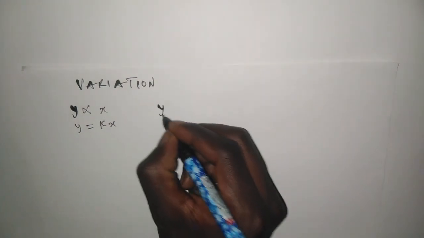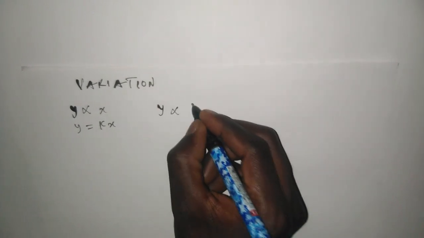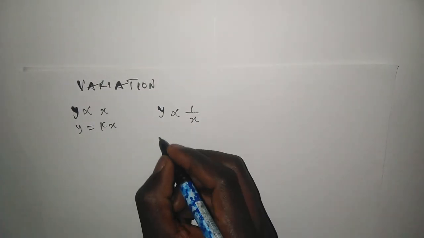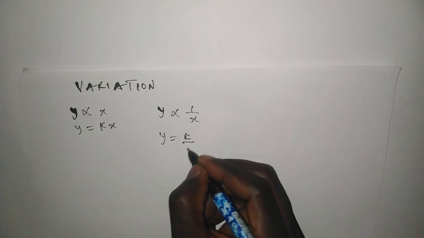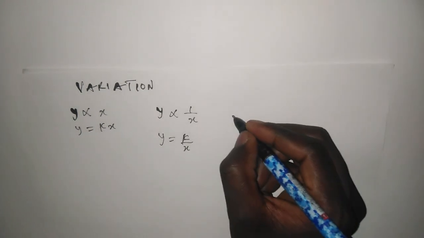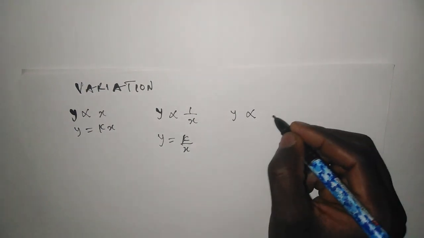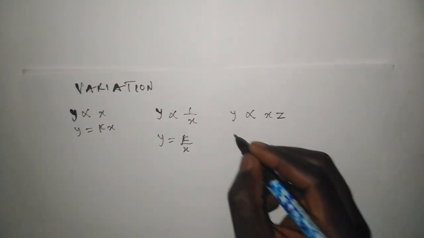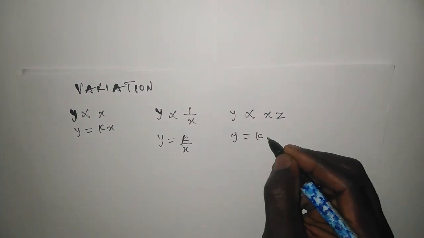Now when you talk of inverse variation, let's say you have a question that says y varies inversely with x. Therefore, y is equal to k all over x. Now, when we have joint variation, let's say y jointly varies with x and z. So y is equal to kxz.